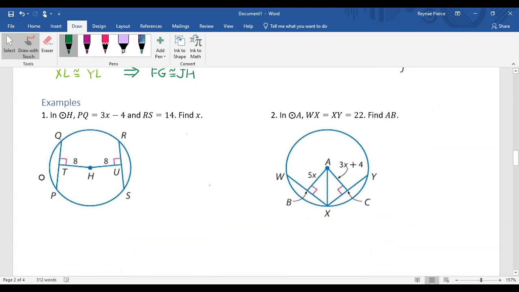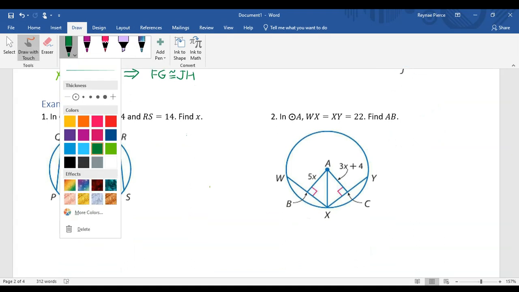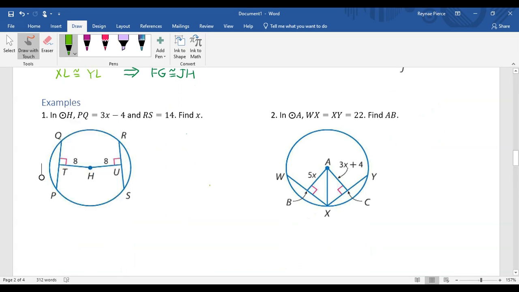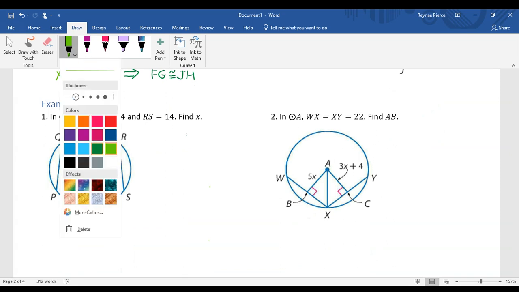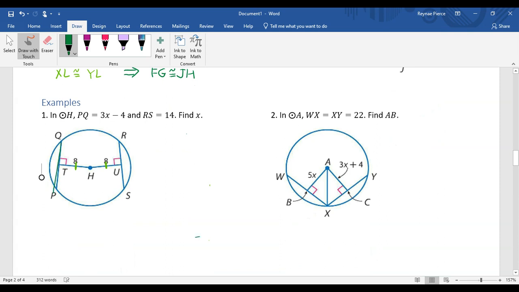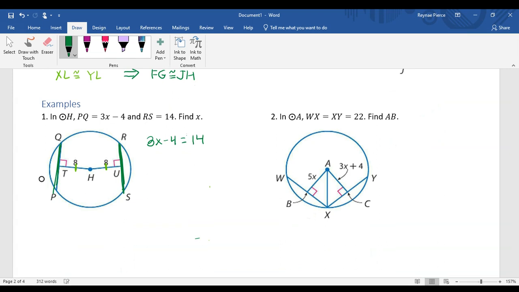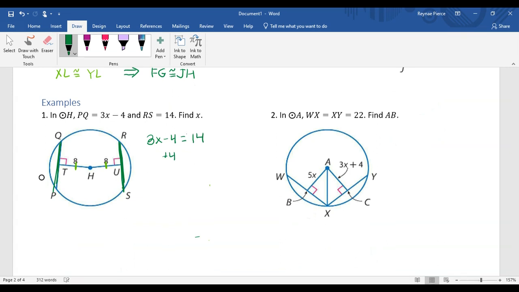Example 1, here we've got TH and UH both being 8, that means those distances are the same. So our chords have to be congruent. QP has to be the same as RS. That's why we get to set 3x minus 4 equal to 14. Add 4 to both sides. 3x equals 18. That means our x value is 6.